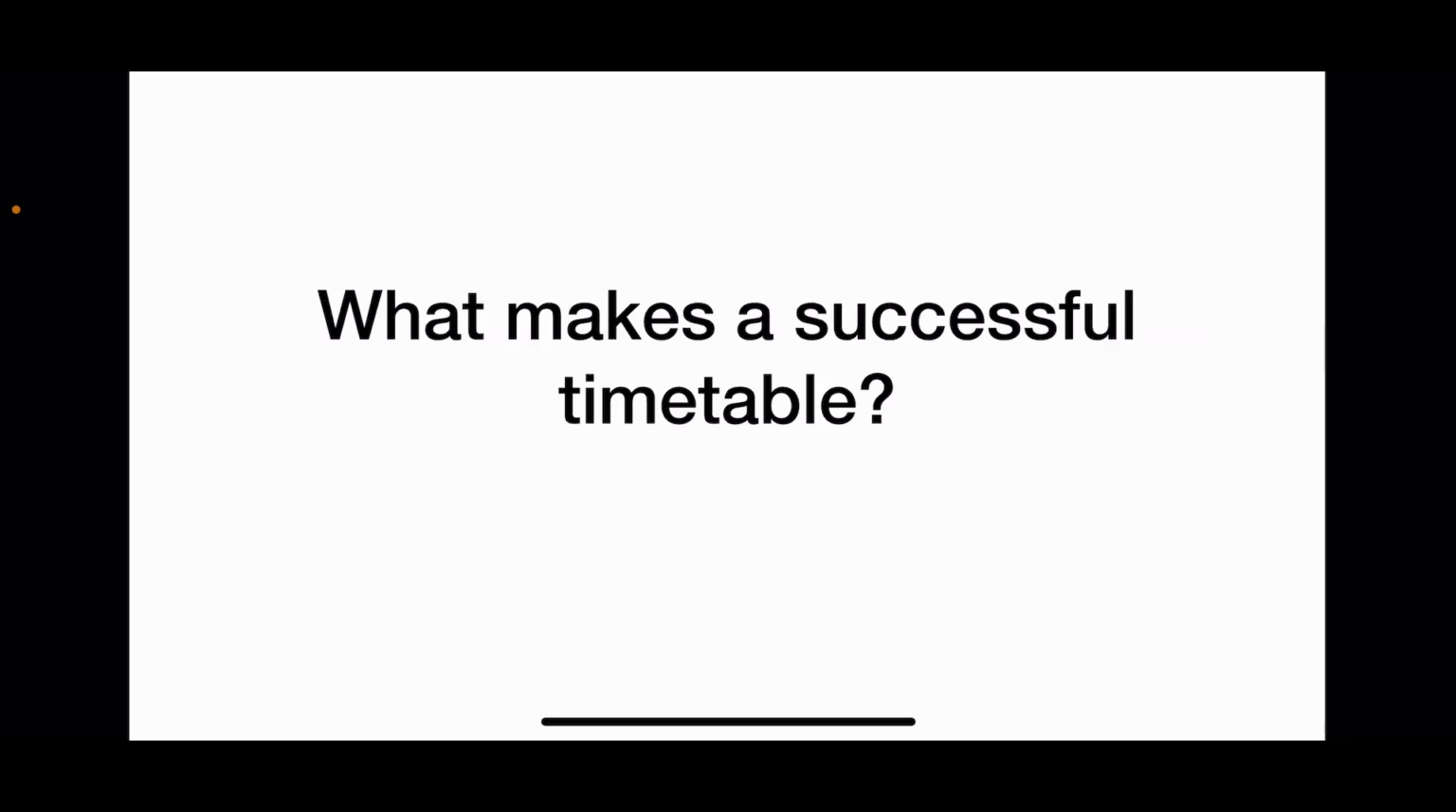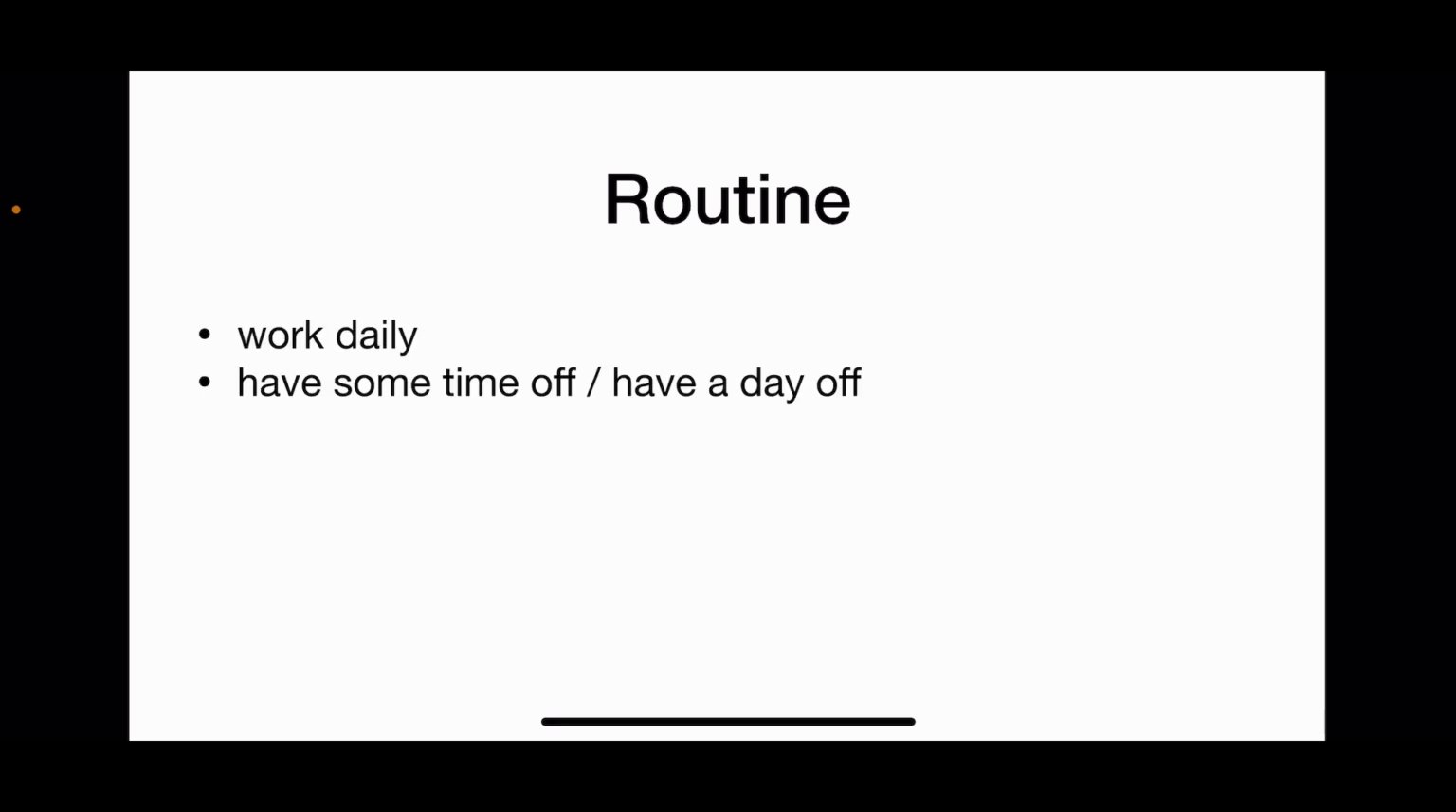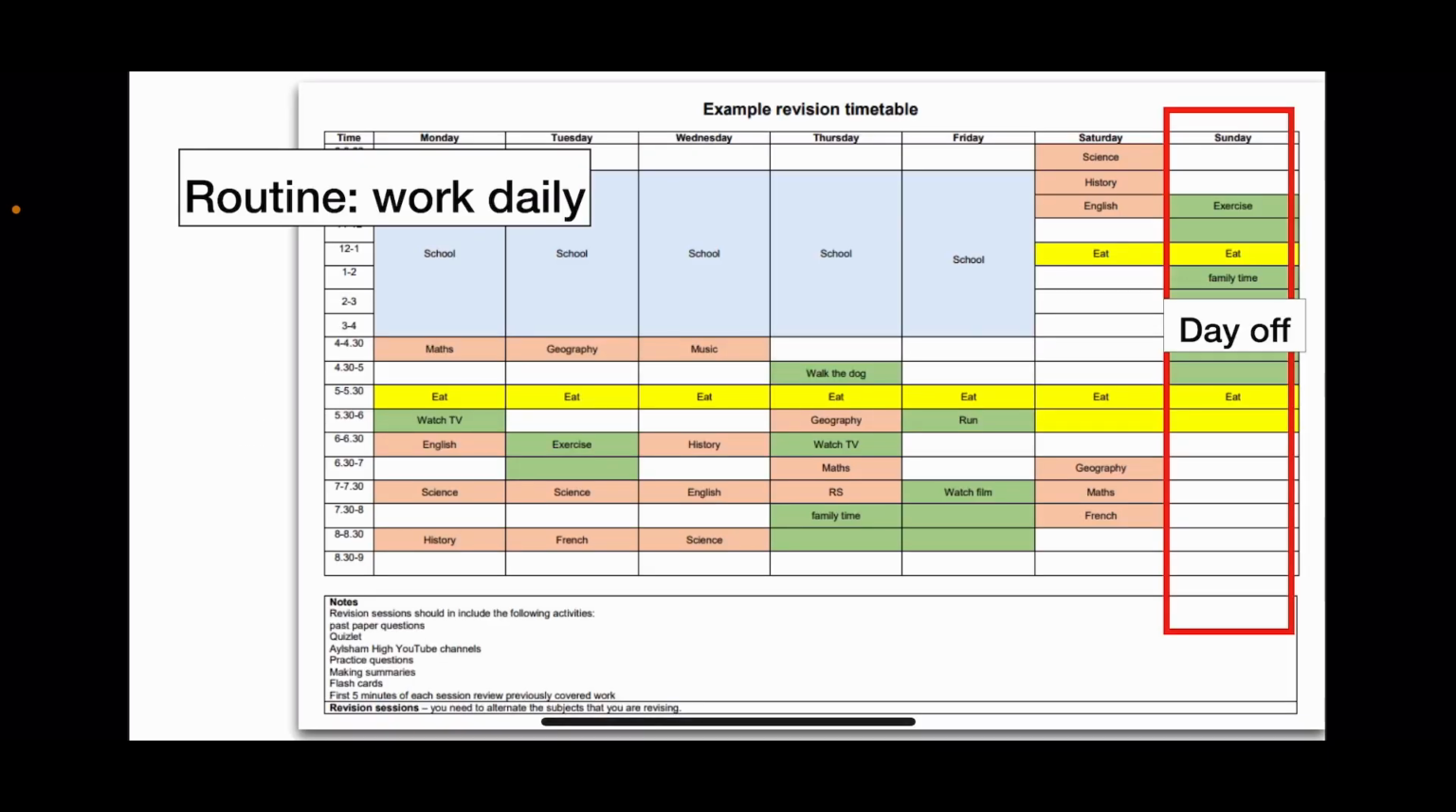What makes a successful timetable? First, routine. You need to work daily. You need to have some time off, maybe a day off, and you need to involve people around you as well in the process. So work daily. Have a day off. Have some time off. On the model in front of you, you can see the work organized daily after school and on a Saturday. The Sunday is off. Note that sessions of work are short and there is some time between sessions.